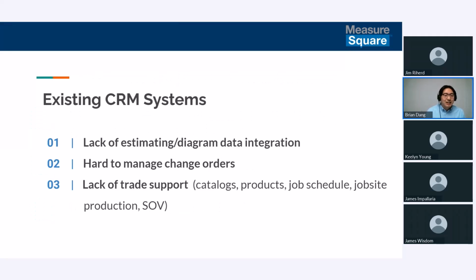And then we'll look at some of the gaps inside of our existing CRM systems today. Today's CRMs have a lack of estimating data integration. Again, hard to manage those change orders. And there's also a lack of trade support for things specific to the flooring industry, like SOVs, those ever-changing product catalogs, and job scheduling. So all of these processes have to be handled at different places, again, with all those different leaps and jumps.